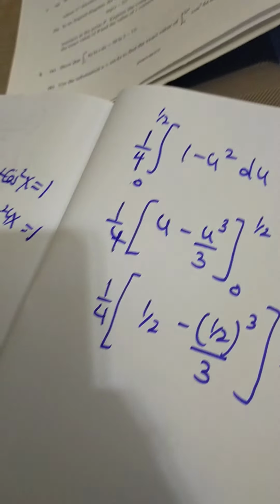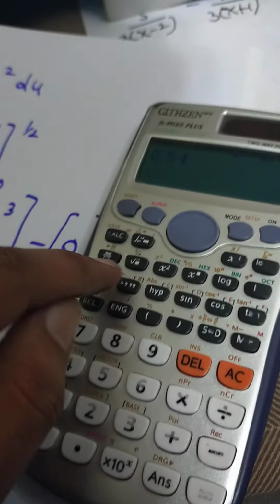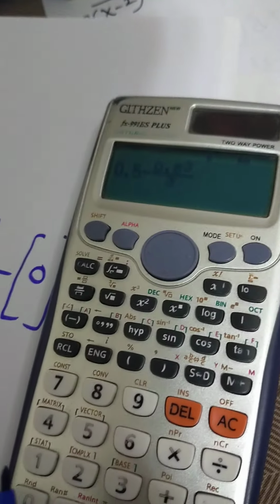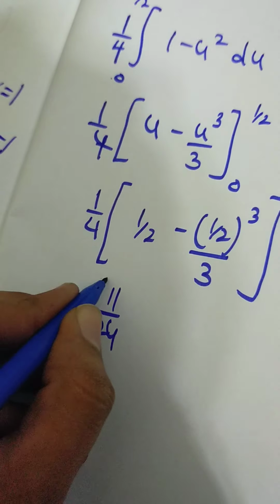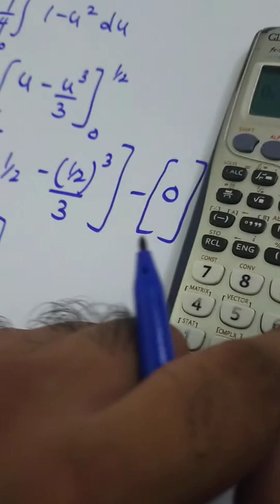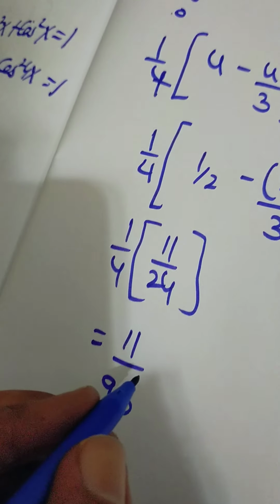So let me just make it simple. 0.5 minus 0.5 cubed divided by 3 will give you 11 over 24, and 11 over 24 is multiplied by 1 over 4. So how much is that? That is 11 over 96. So your final answer is 11 over 96, and this was for 5 marks.